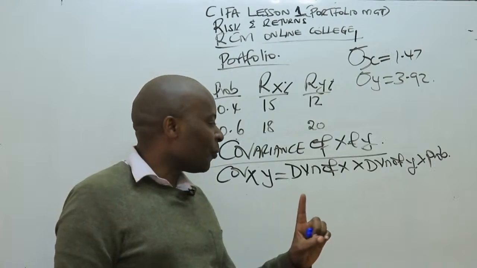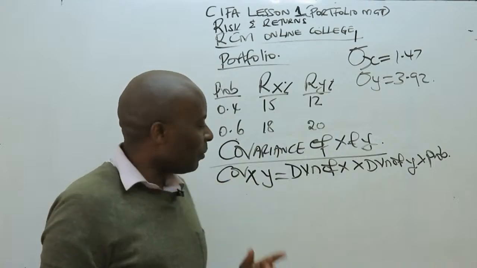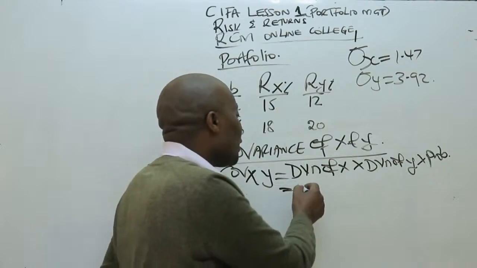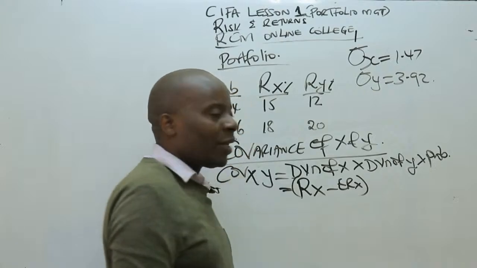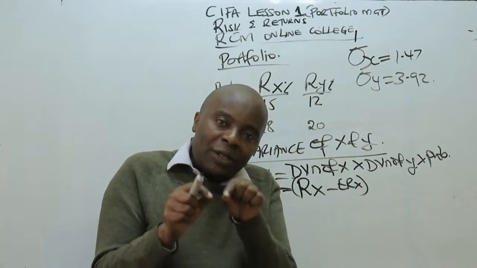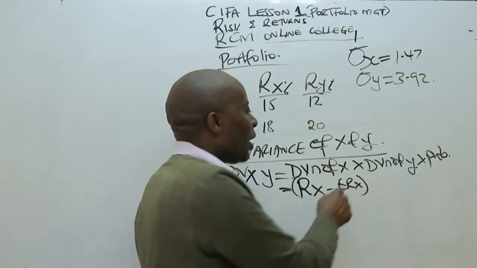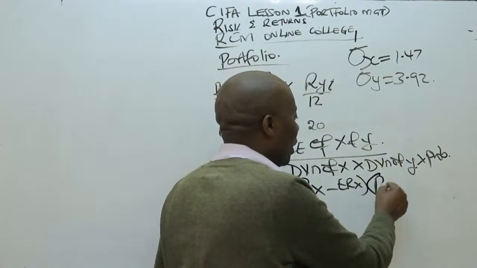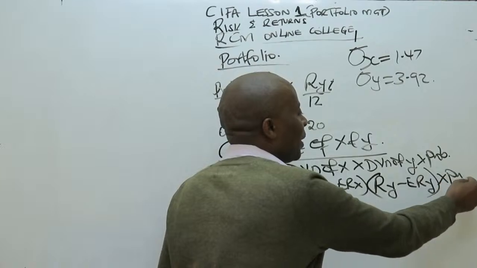So please write this in full. This is deviation of X multiplied by deviation of Y times probability. Ladies and gentlemen, what is our deviation of X? How do we get this deviation of X? It's very easy. You'll take the actual returns of X minus the expected returns of X, because it's the deviation of the actual returns from the expected returns. So returns of X minus expected returns of X, into the deviations of Y. So deviations of Y, what do we have here? We have RY minus expected returns of Y, times the probabilities, like that.